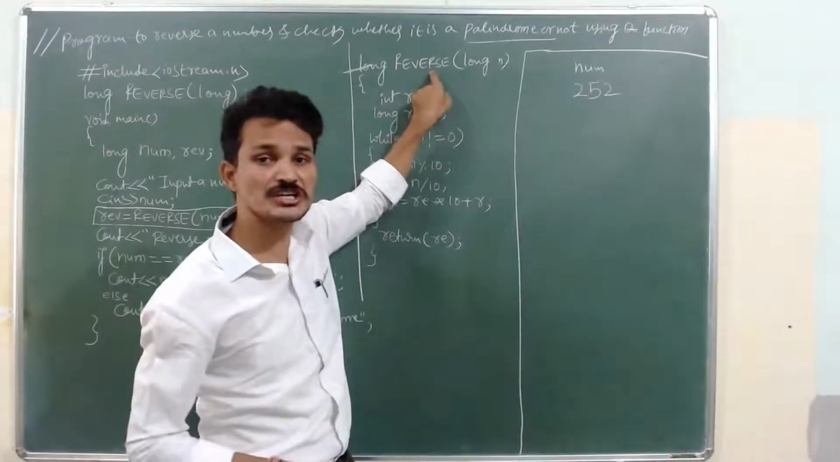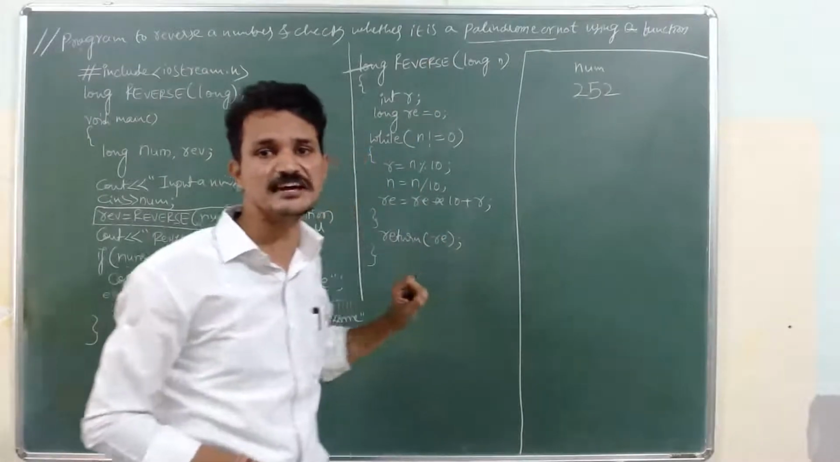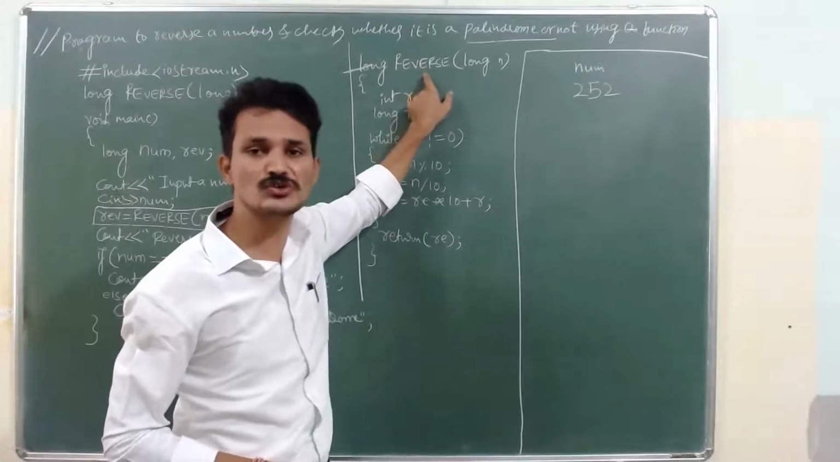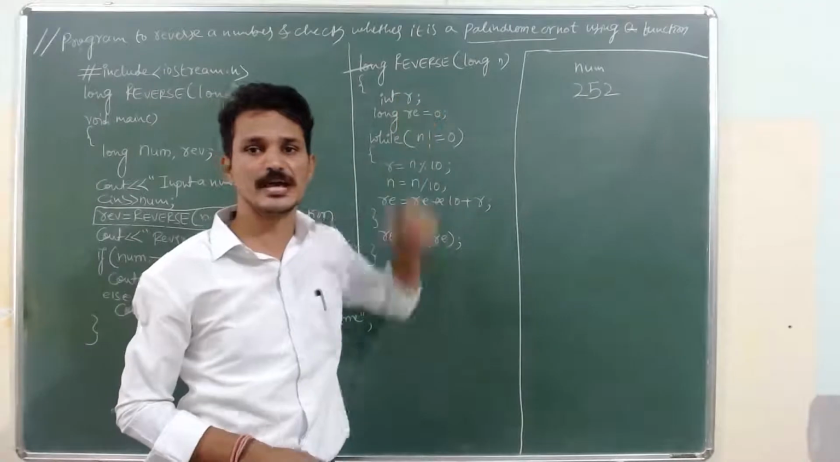What is the name of the function? Reverse. What type of answer does this reverse function return at the end of the program? This function is going to return a long type of answer. That is why I am choosing the data type as long.